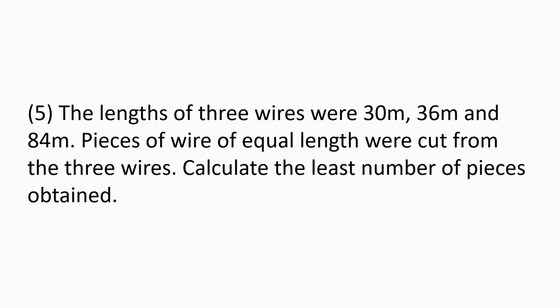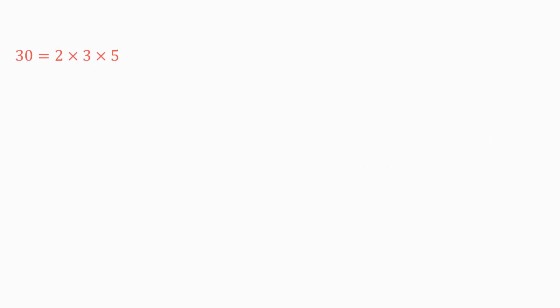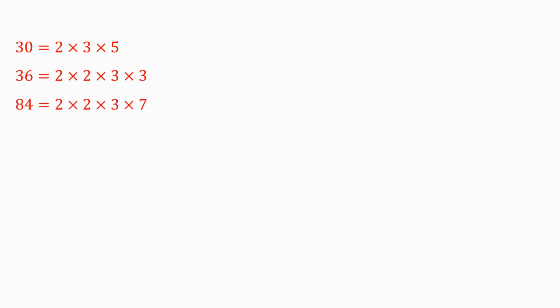And so the first step is to factorize 30, 36, and 84. So the factors of 30 are 2 by 3 by 5. Of 36 are 2 by 2 by 3 by 3. And the factors of 84 are 2 by 2 by 3 by 7. And so the greatest common divisor between 30, 36, and 84 is 2 by 3. And so the GCD is 6.